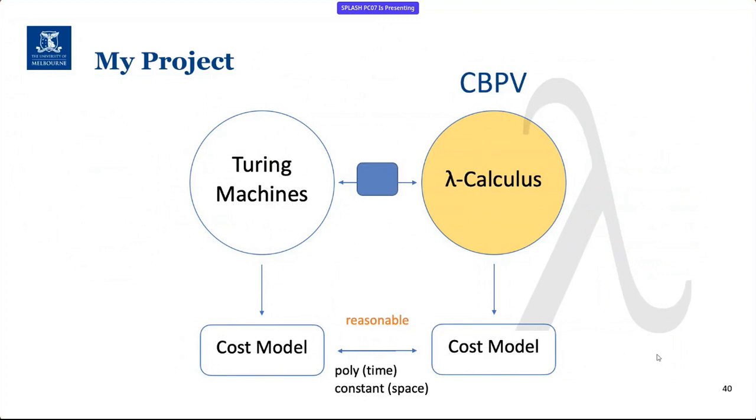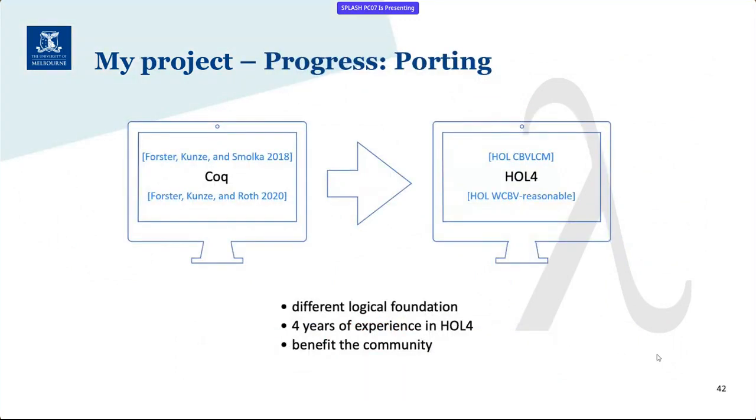To summarize, I want to show that my cost model for call by push value on the calculus is reasonable by going through some intermediate machines, which is the blue box here. And what I have done so far, one part is porting. As I mentioned earlier, there's been work done with call by value. I ported that work and also their earlier work into HOL4, from Coq into HOL4.